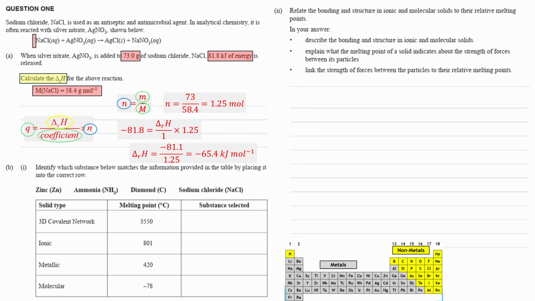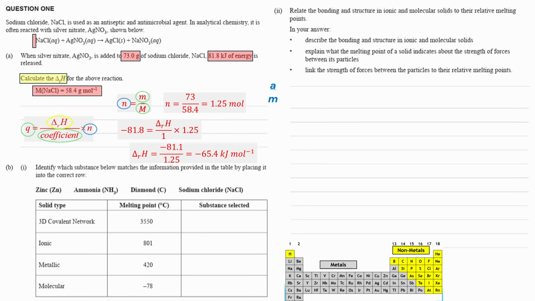So in this case here, what's going to happen if you got one of these steps correct, if you found out the moles correctly, or if you did this calculation correctly but had the moles wrong, you get an achieved.